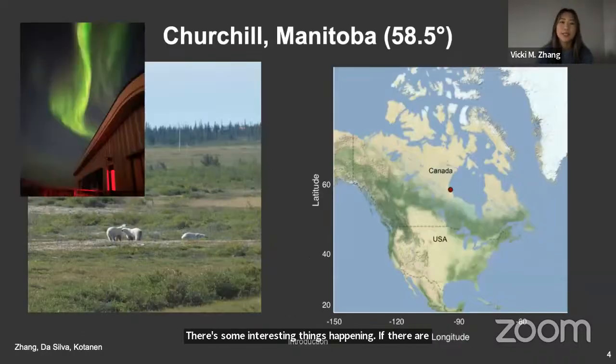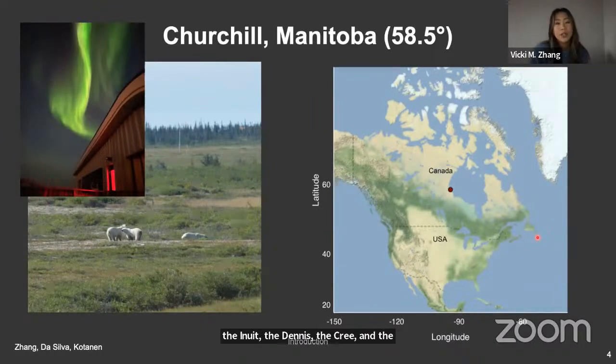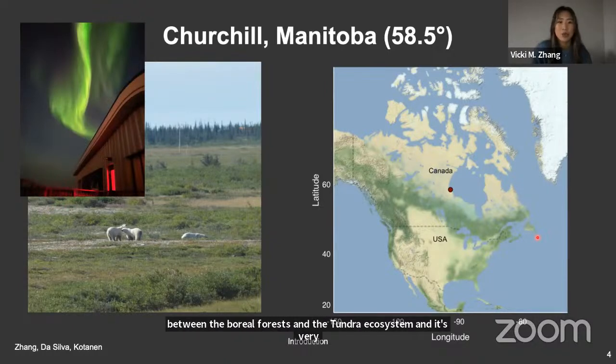My research takes place in Churchill, Manitoba. It's indicated by the red dot here on the map. It lies on the coast of the Hudson Bay, and it's in Treaty 5 territory. So it's traditionally the meeting place of the Inuit, the Dene, the Cree, and the Métis nations. It also, interestingly, lies on the transition zone between the boreal forest and the tundra ecosystem, and it's very well known for its wildlife, including polar bears and northern lights.